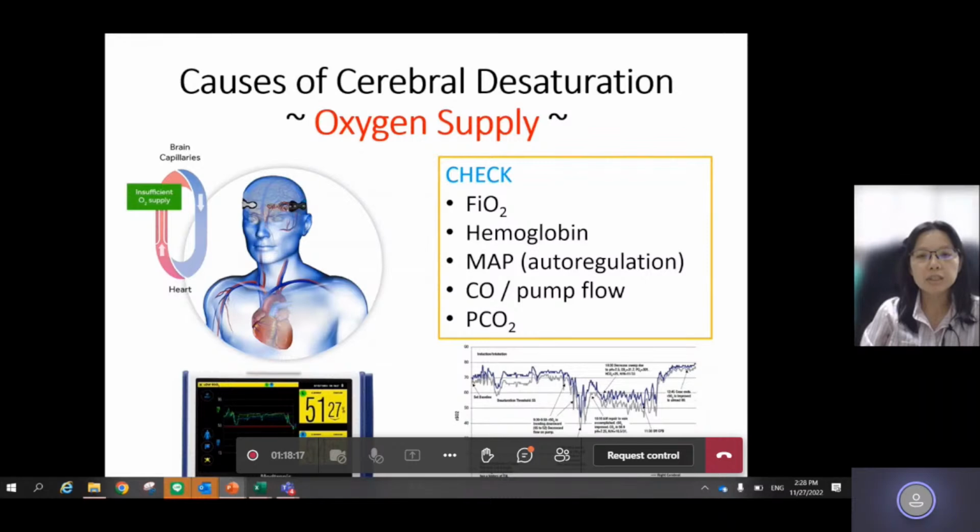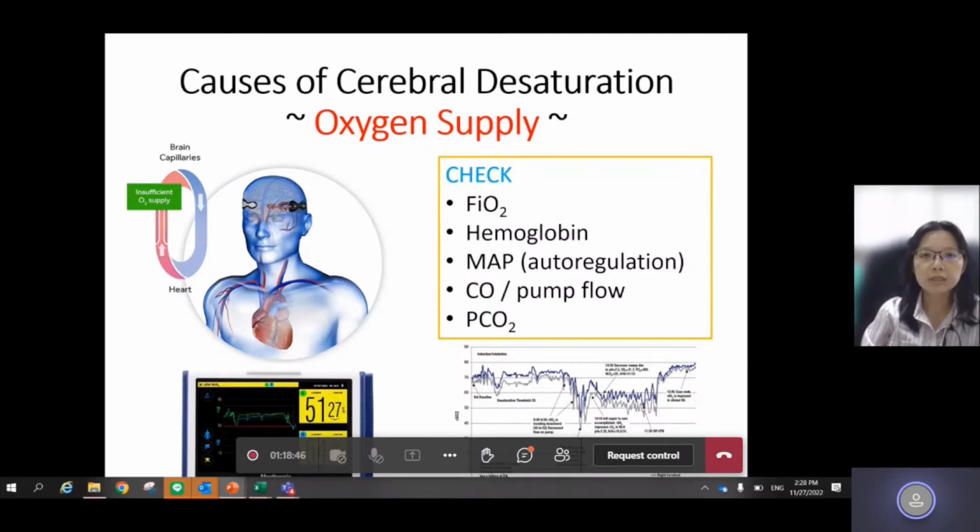And we need to check the patient's cardiac output. And if it's already on bypass, we need to check the pump flow. And because the arterial carbon dioxide concentration could affect the vasoreactivity of the cerebral blood vessel, if the CO2 is high, the vessel tends to dilate, and if the CO2 is washed out, it tends to constrict.